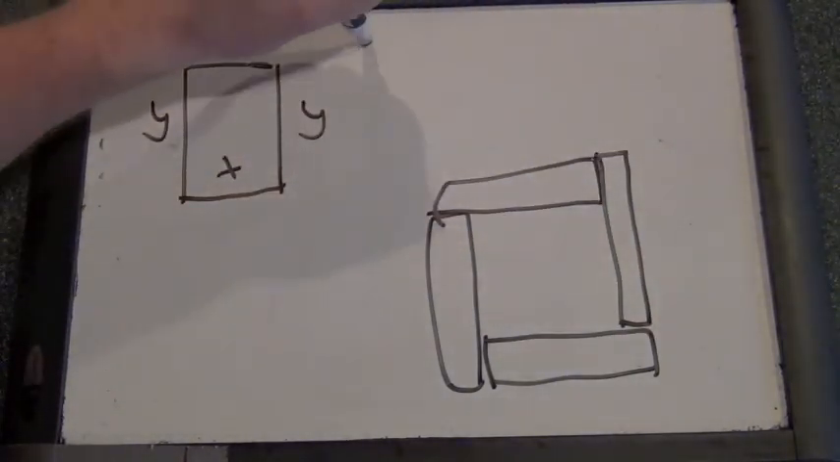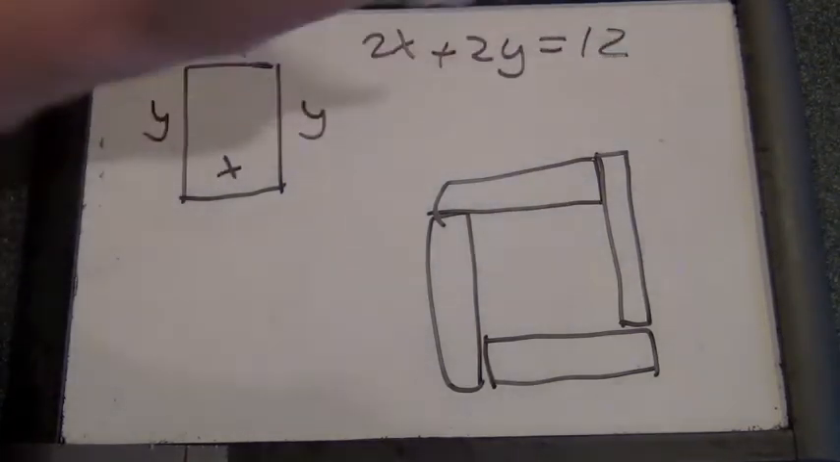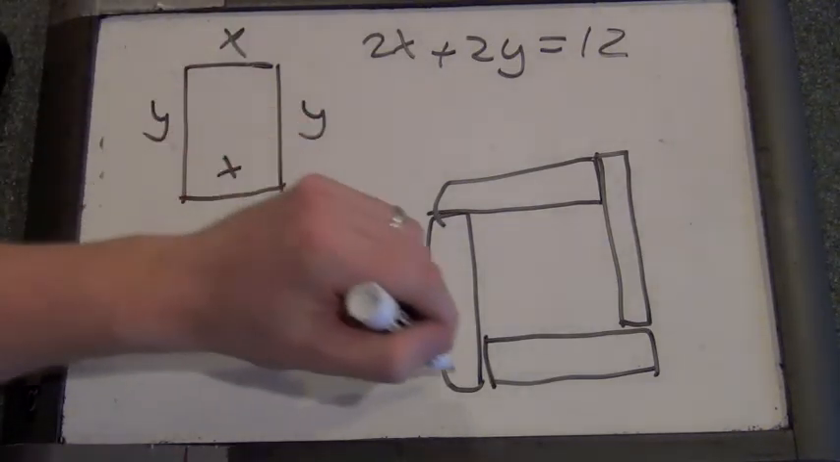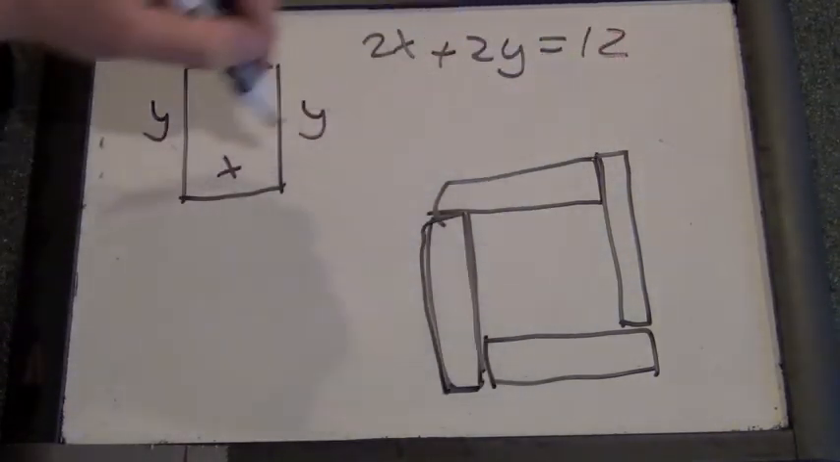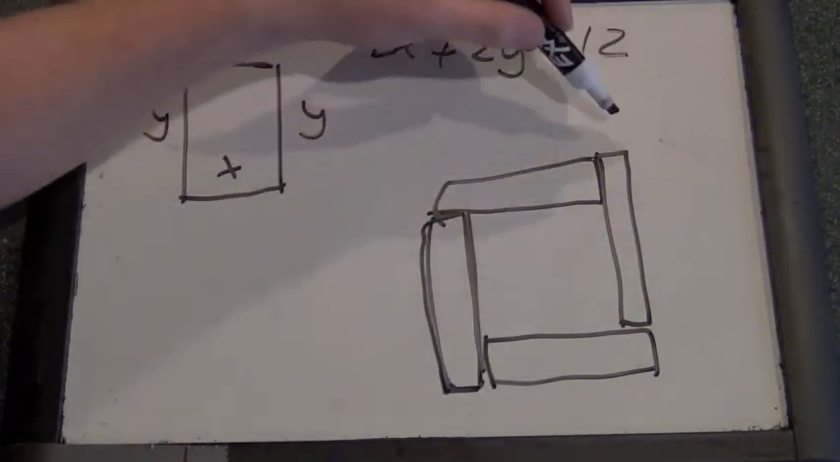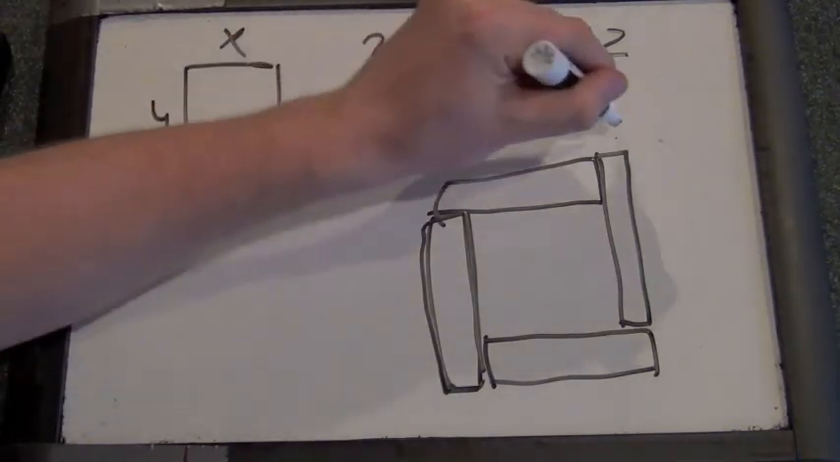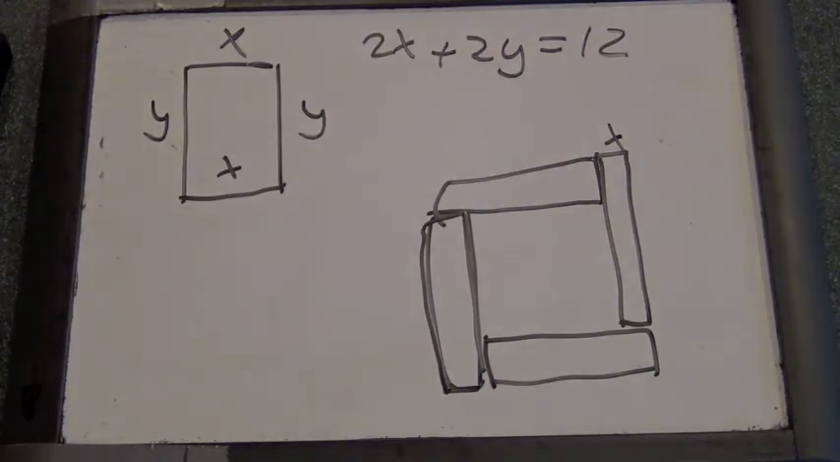Okay. So we know that 2x plus 2y equals 12, right? Because the perimeter of this was 12. That's what we were told. Now let's see, when we look at our rectangles, if we can find where the x's and the y's are. The short side is x and the long side is y. So what's this little short bit here? It's x. What's this long bit here? Y.